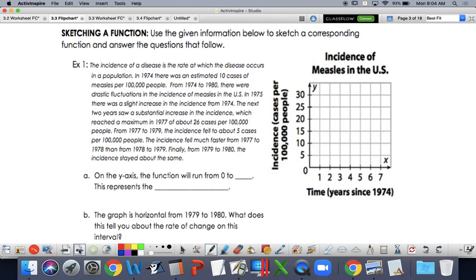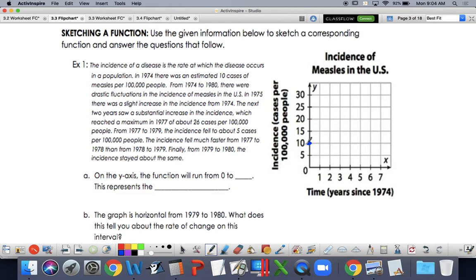The incidence of a disease is the rate at which the disease occurs in a population. In 1974, there was an estimated 10 cases of measles per 100,000 people. Notice my time along the bottom here is reset. 1974 is time 0. So therefore at 0, I'm up here at 10.